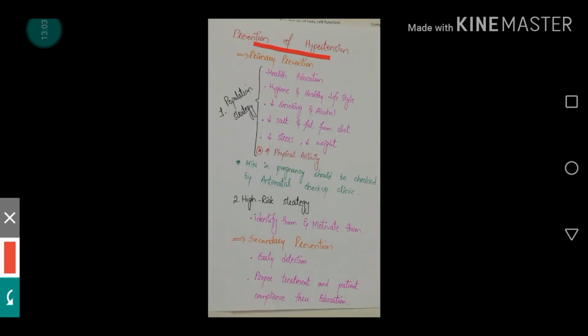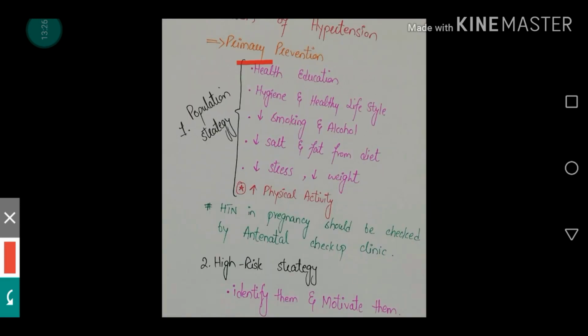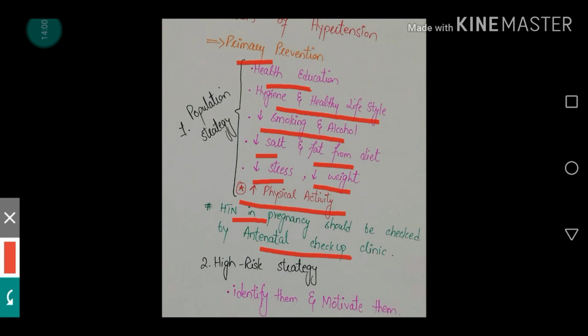Now, talking about prevention of hypertension, it is again divided into primary prevention and secondary prevention. Primary prevention includes population strategy and high risk strategy. Now, the primary prevention for hypertension includes health education, hygiene and healthy lifestyle, decrease smoking and avoid alcohol, decrease salt intake and fat intake in the diet, decrease stress and decrease weight, or rather acquire a normal BMI. Then the most important thing, increased physical activity. Now, hypertension in pregnancy should be checked in antenatal clinic because hypertension in pregnancy is associated with causing preeclampsia and eclampsia, which are emergencies in gynecology.